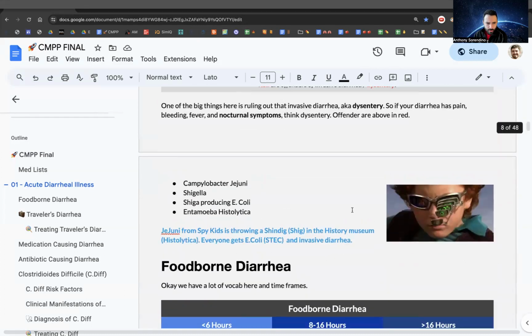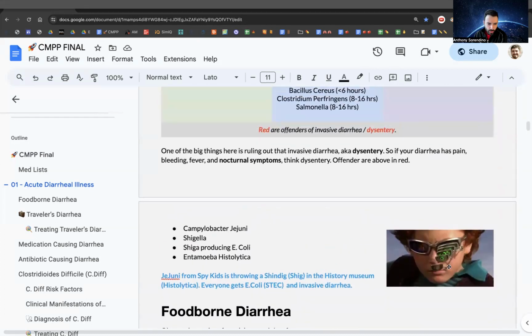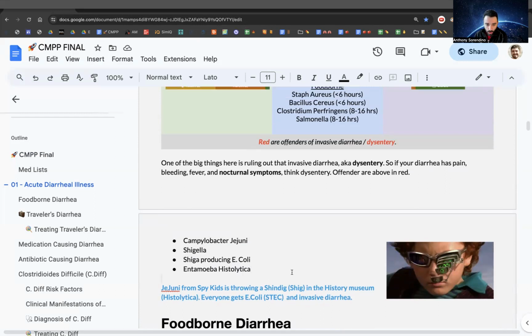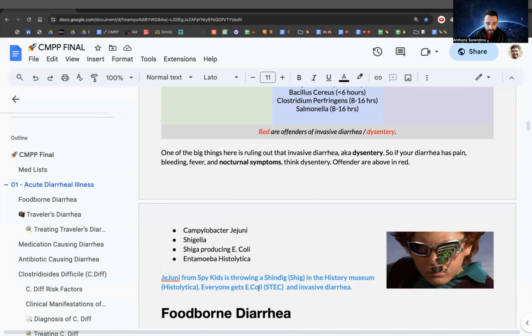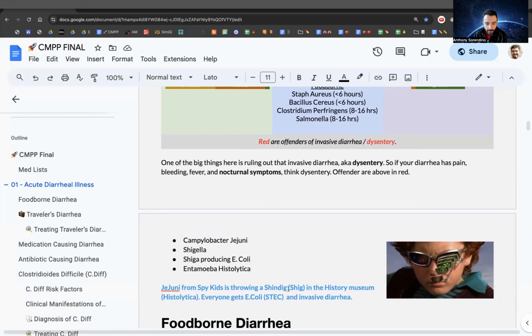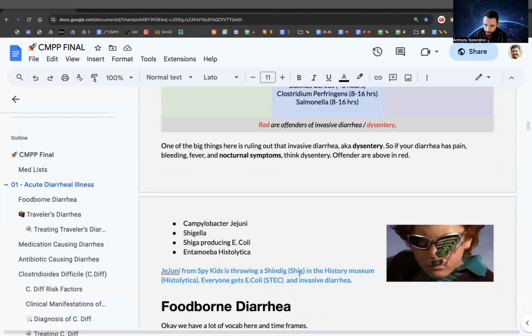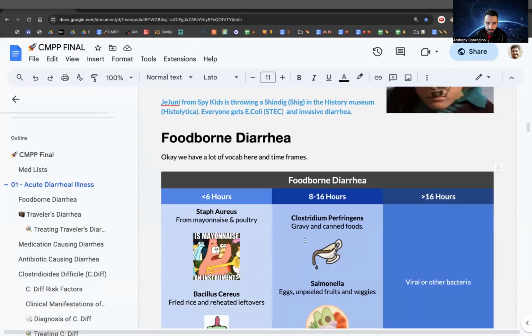So I do have a little mnemonic here. I think of Junie from Spy Kids, if you've ever seen that movie. He's going camping, so Campylobacter jejuni. He's throwing a little shindig, so anything with Shigella in it is going to cause dysentery. And he's doing this in a history museum, so you're going to get the histolytica from that. And then everyone gets E. coli, which again, if you know the Shigella, but the STEC, the Shiga producing E. coli. So that's your invasive diarrhea, your dysentery.